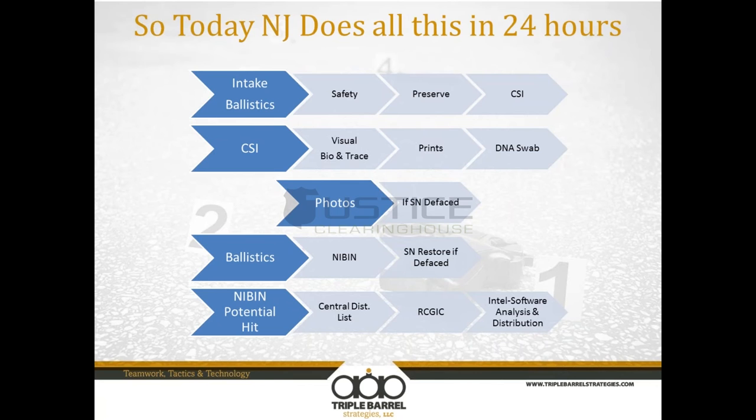It's walked down the other end of the hallway. It's run through NIBIN. Once it's into NIBIN, the serial number, had it been defaced, is restored. The NIBIN hit or potential lead is given within 24 to 48 hours. It's given through a centralized email distribution list. Everybody that needs to know and wants to know is already on that list. There's no decision on who to share this information with. All you do is link the document to the email and push send. It also goes to the Regional Crime Gun Intelligence Center, where the data is entered into a software system for analysis and further distribution.